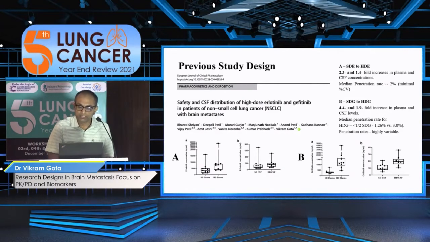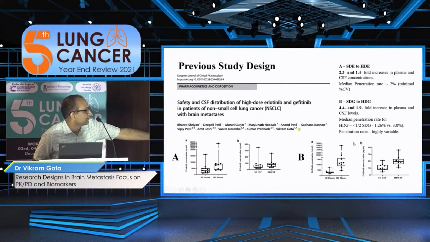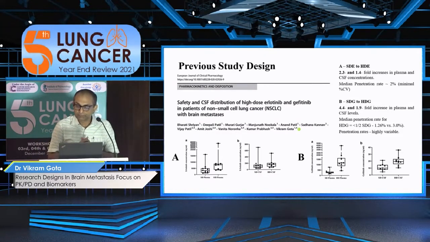In panel B, the first figure shows plasma concentrations following the standard dose and the high dose, and on the right hand side you have CSF concentrations. What you will understand here is, when you look at the penetration, the CSF penetration was better at standard doses as compared to high doses.